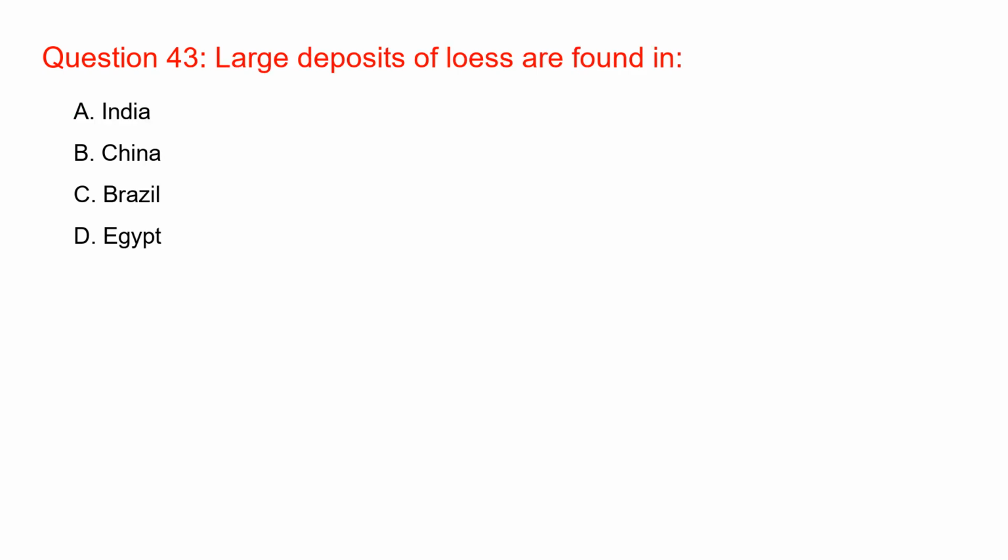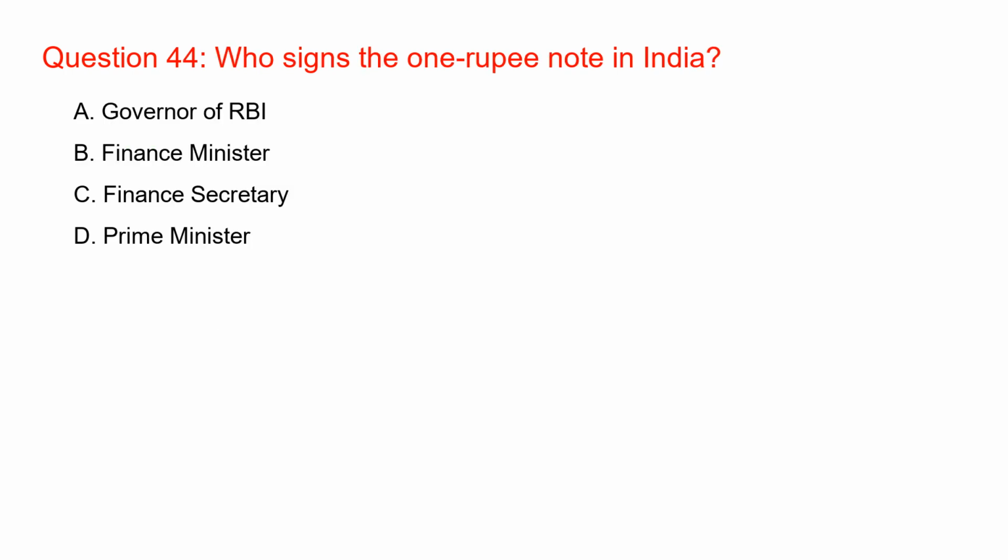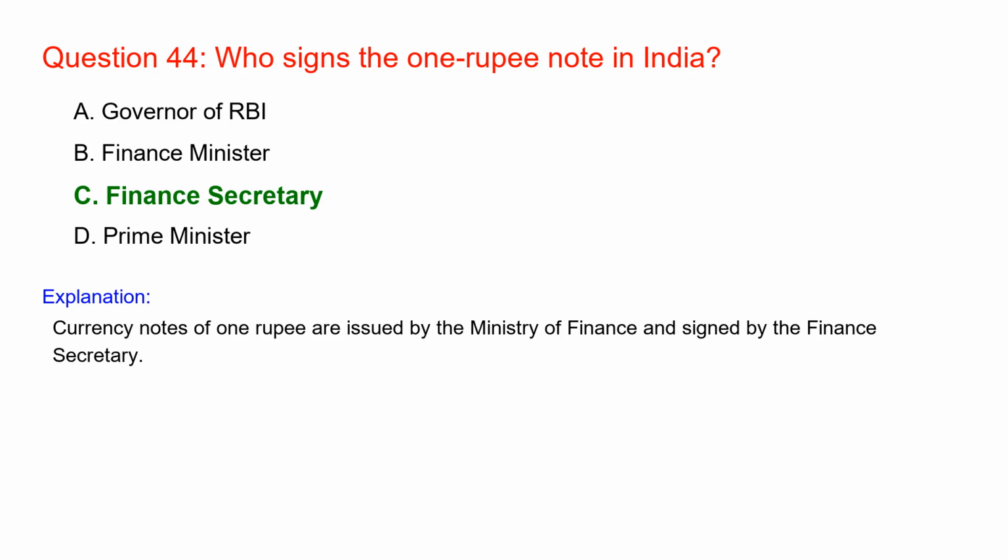Large deposits of loess are found in China. Loess is very fine, wind-blown silt that is deposited over large areas. Who signs the 1 rupee note in India? Finance Secretary. Currency notes of 1 rupee are issued by the Ministry of Finance and signed by the Finance Secretary.